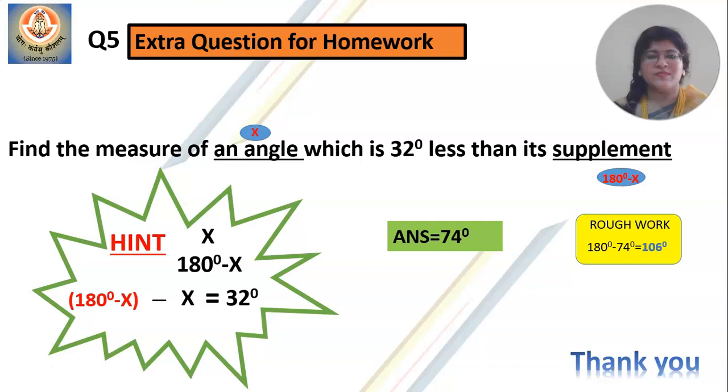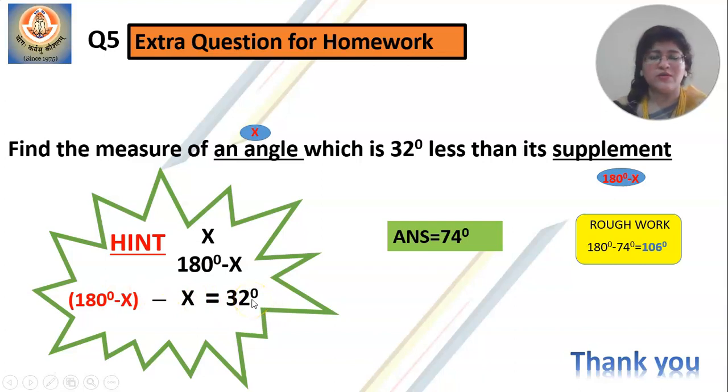Till here, is it clear? So let the measure of the angle be x. Therefore, its supplementary angle will be 180 minus x. All you have to do is just go with the flow. They have told you that the angle is less than its supplement. That means the supplement is more. So take this angle first, 180 minus x. This angle is more than x by 32, so the difference between these two is 32.